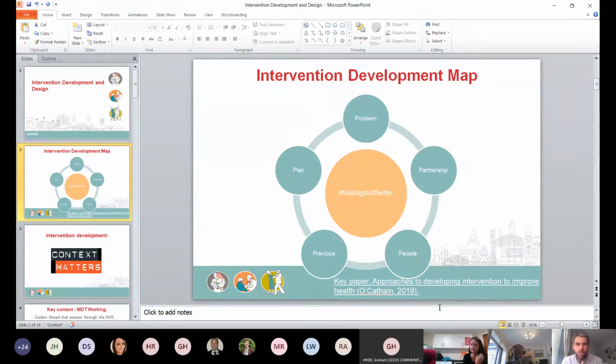And the reason I wanted to highlight this was to consolidate some of the stuff that we've done already, and perhaps some of those boxes that we can tick. This development map doesn't specifically refer to 5Ps, but I've managed to squeeze it into 5Ps because that pleases me no end. So we've got a problem, a partnership, people, previous, and plan. And these aren't steps where you tick one and move on to the next. There is a bit of an interplay between them, and you might revisit them at different stages.